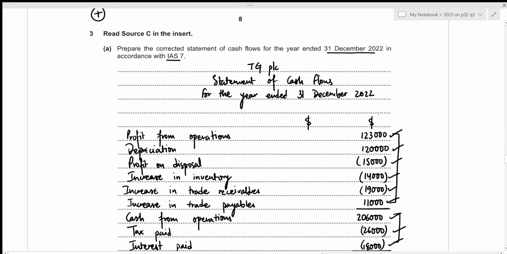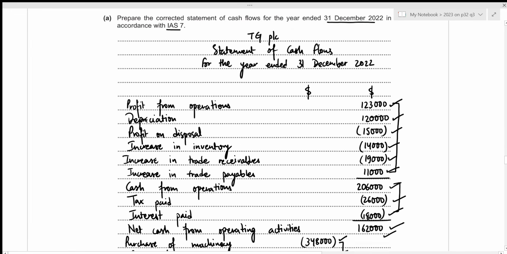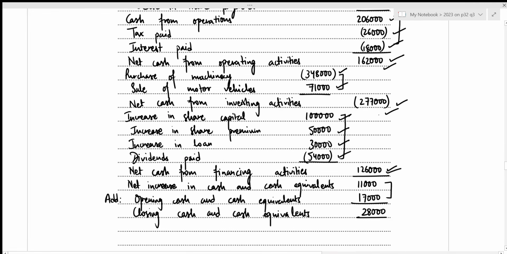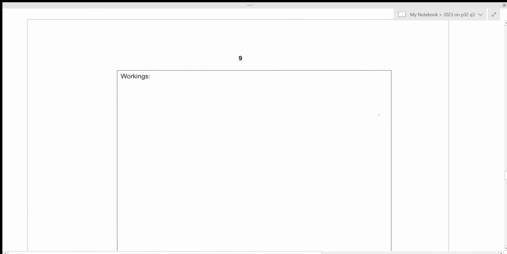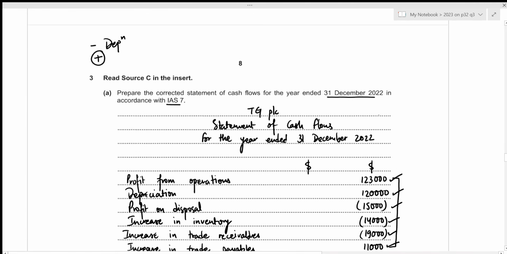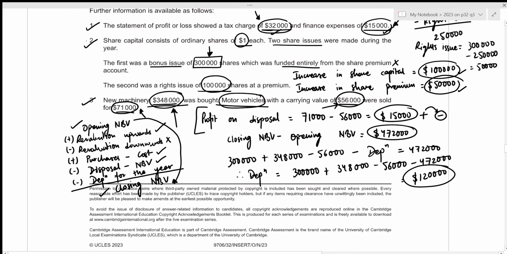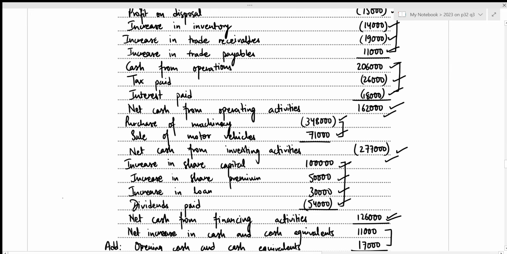Alright, this concludes our corrected statement of cash flows for the year ended 31st December 2022. And we were given the working section right here. So you need to show all of the workings for these three information within that particular box in order to get your markings correctly.